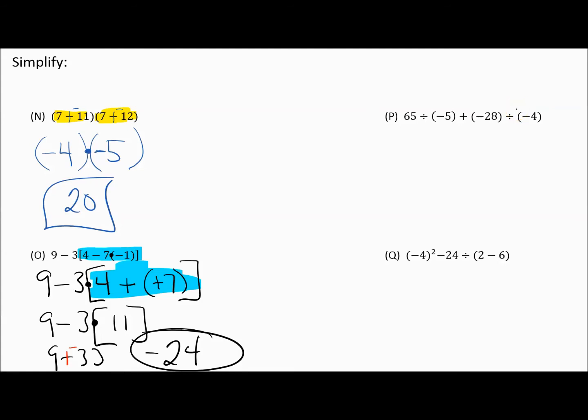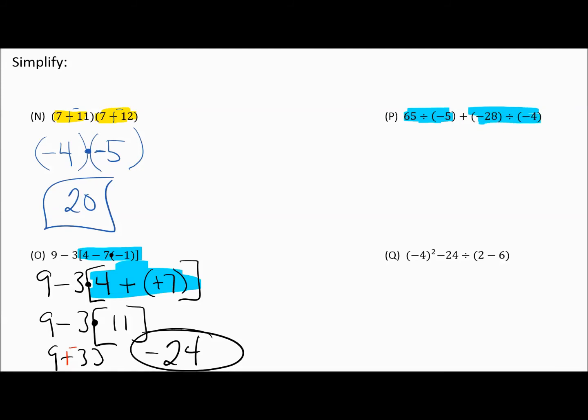What comes first? Well, division always comes before addition. Remember, my dear, multiplication and division are the same level. If you have both, you work them left to right. Addition and subtraction is the last step. They're the same level. If you have both, you work them left to right. So really, what I have to do is this and this first.